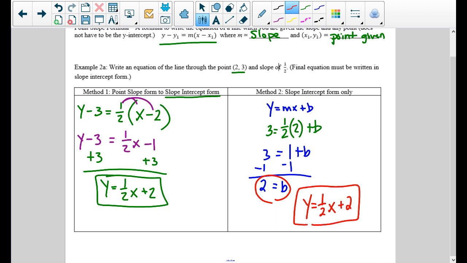And again, you can see we have the exact same equations, different methods of getting it, and it doesn't matter to me which one you prefer. Whether you use point slope form, convert it down to slope intercept, or if you use slope intercept form, solve for b, plug it back in to get my actual slope intercept form equation.